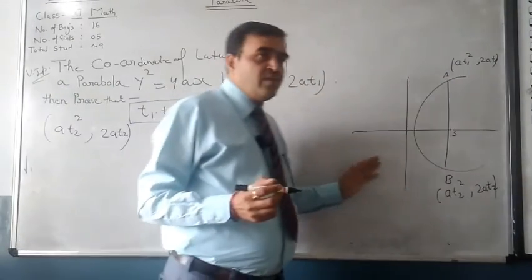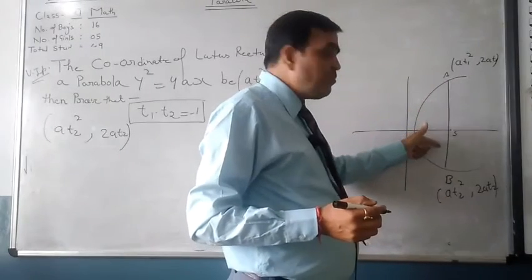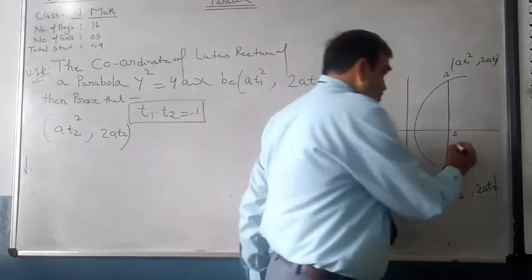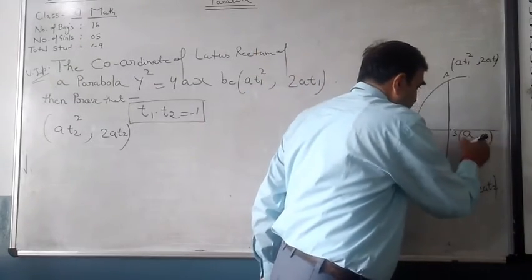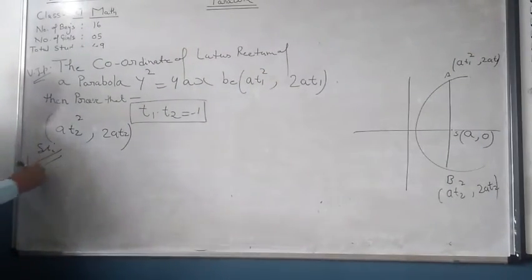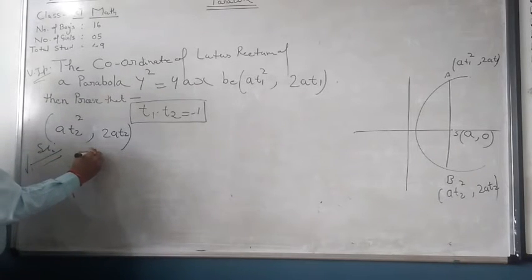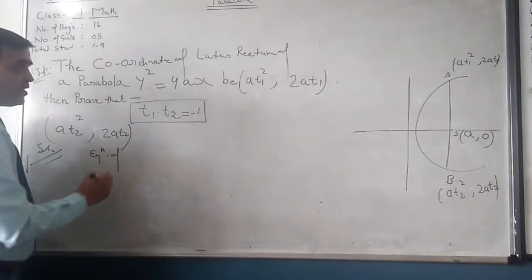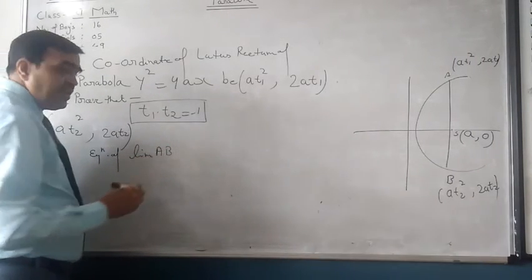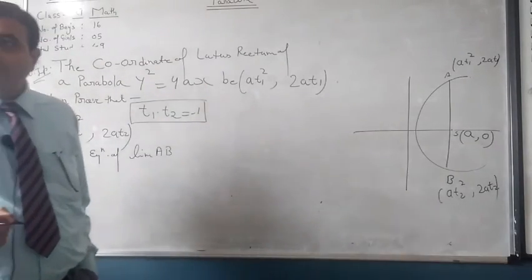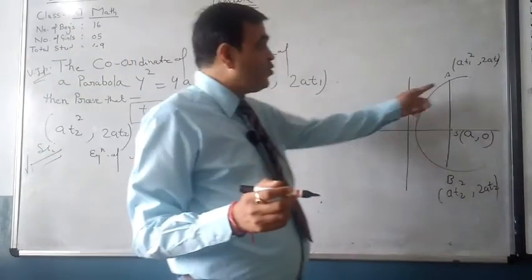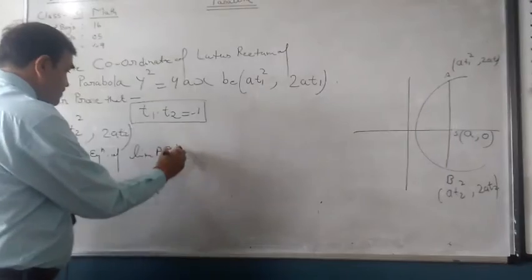Very important. You can see this passes through the focus. The coordinate of the focus is a comma 0. First of all, the solution. Equation of line AB, which is the latus rectum of the parabola, since this line passes through the 2 points.